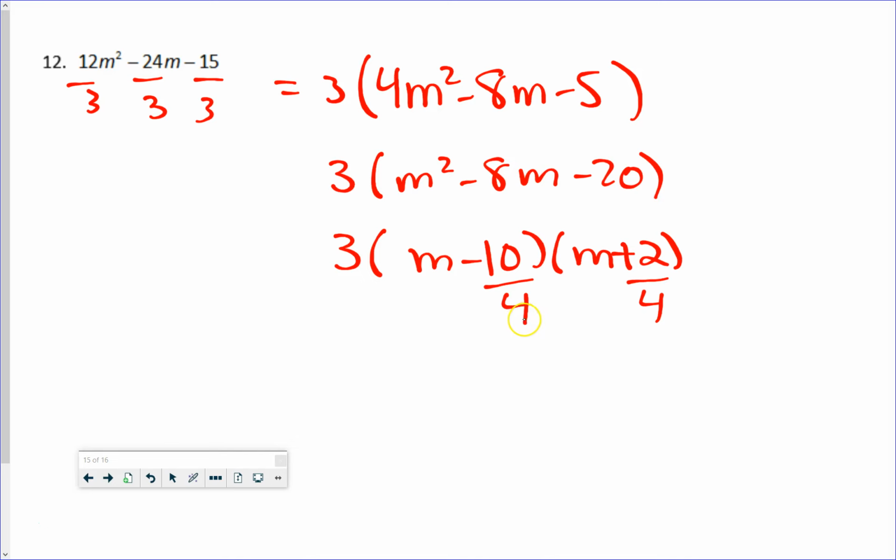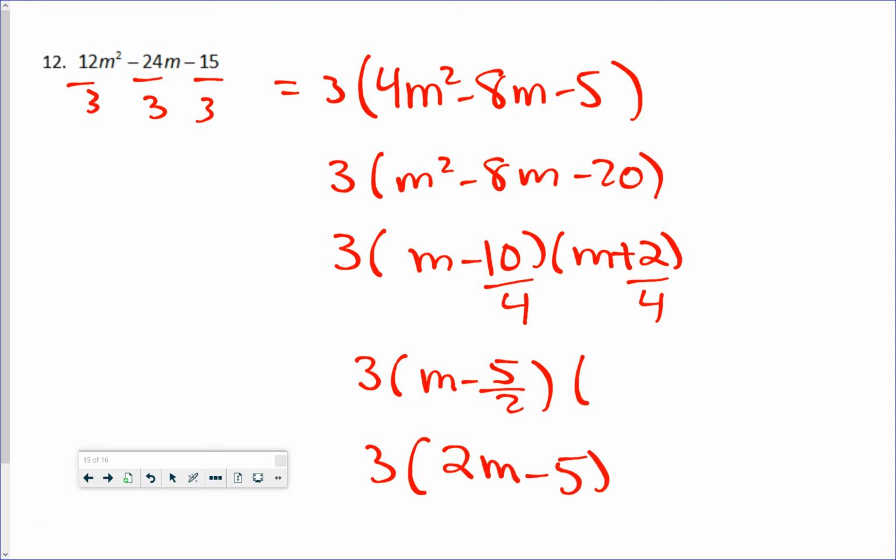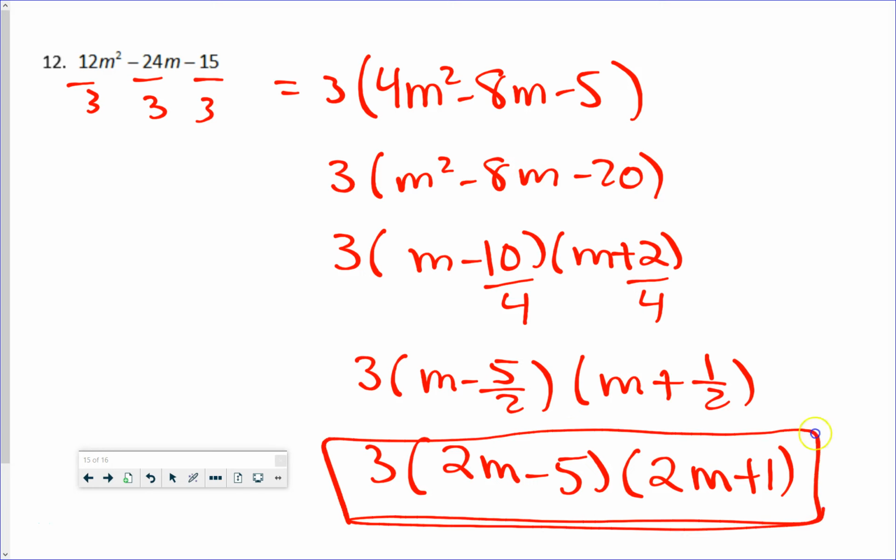Next person had to slide out the 4 from each piece. 10 over 4, it does simplify to 5 over 2. But remember, we don't keep it that way. Even though the fraction reduces, that becomes, oops, that should be a 2. 2m minus 5. The other one reduced down to 1/2, which also gets promoted to 2m plus 1. Okay. And remember, we can check ourselves. 3 times 2m is 6m, times 2m is 12m squared, which is what we wanted.